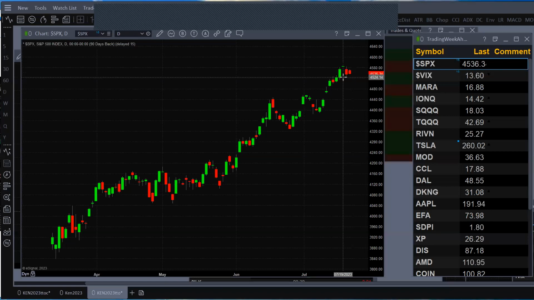And a key support level here, if we do have a breakdown under here, the 4440, that's going to be a reversal of trend. So keep an eye on that. And this would be a good time, by the way, to take profit.